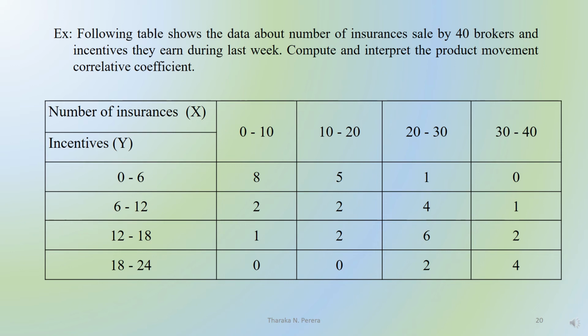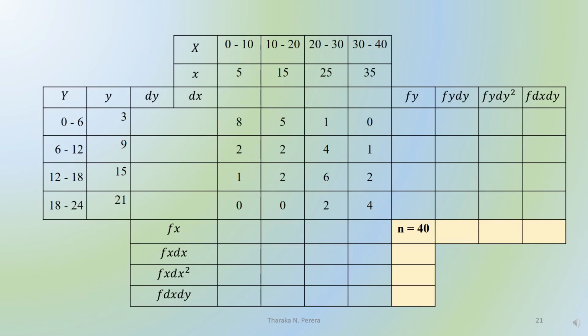We have to draw another table like this. It is easy to get the summation using this table. So first put the class intervals of x values in the top row. In this top row we can see the class intervals of x values. And in the second row, simple x means the mid values of the x class intervals. Capital X is the class intervals of x values, and simple x is the mid values of those class intervals.